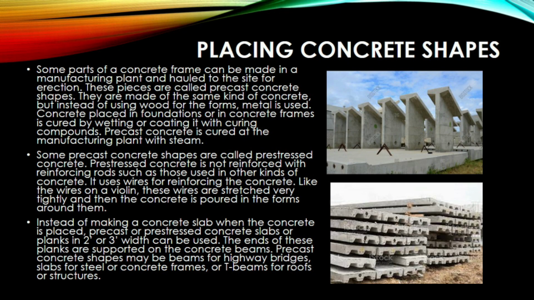Placing concrete shapes. Some parts of a concrete frame can be made in a manufacturing plant and hauled to the site for erection. These pieces are called precast concrete shapes. They are made of the same kind of concrete, but instead of using wood for the forms, metal is used. Concrete placed in foundations or in concrete frames is cured by wetting or coating it with curing compounds. Precast concrete is cured at the manufacturing plant with steam.